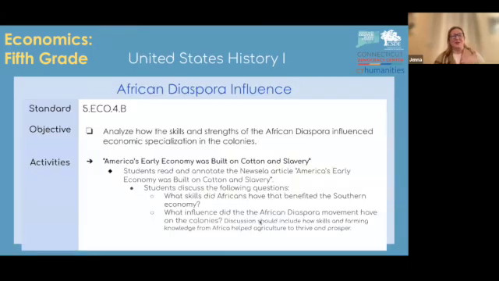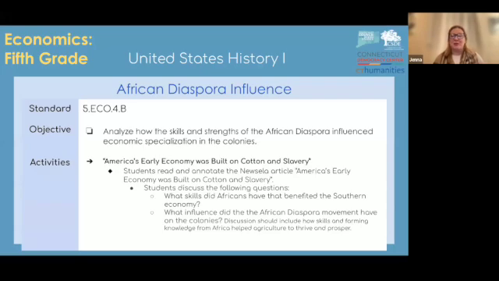So the next one is all about the African diaspora movement and the influence that it had within colonial times and on economics. For this one, there's a great article on Newsela, and I found that the easiest way to convey this information was through having students read and annotate articles about this time and the influence that was given and the skills that were brought to the colonies.